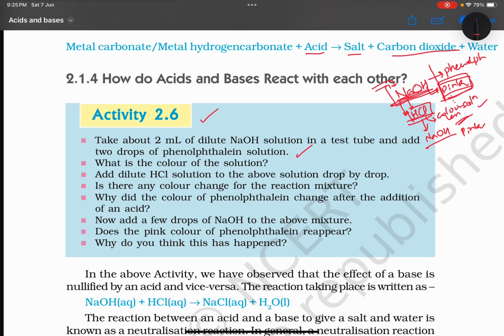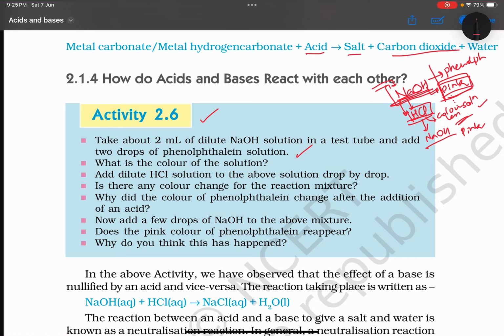Let us see what he has given here. Take about 2 milliliters of dilute NaOH solution in a test tube and add 2 drops of phenolphthalein solution. What is the color of the solution? Pink. Add dilute HCl solution to the above solution drop by drop. The pink color disappears slowly. Is there any color change in the reaction mixture? Yes. Why did the color of phenolphthalein change after the addition of an acid? Because the base quantity is gradually decreasing; the base is reacting with the acid and salt is getting formed.